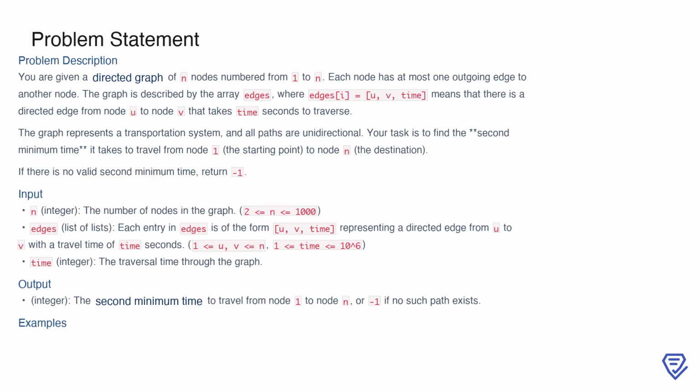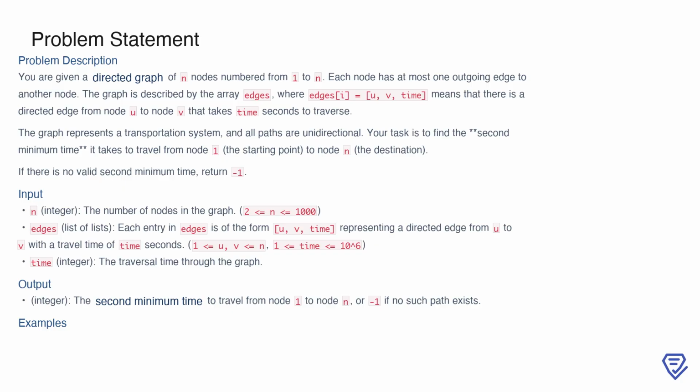The problem revolves around a directed graph that represents a transportation system. This graph consists of n nodes, numbered from 1 to n, where each node can have at most one outgoing edge. The graph is described by the edges array, where each entry, u, v, time, indicates a directed edge from node u to node v, and the traversal of this edge takes time seconds. The paths in this graph are unidirectional, meaning you can only travel in the direction specified by the edge.